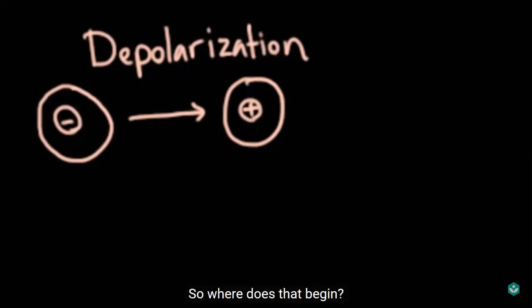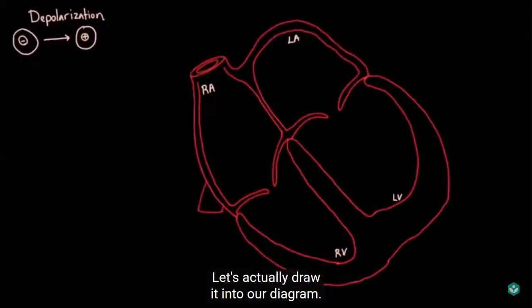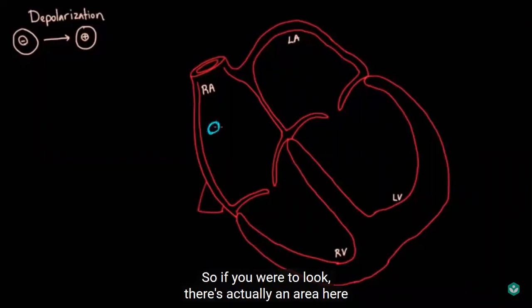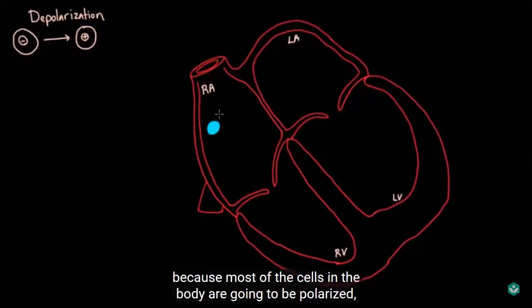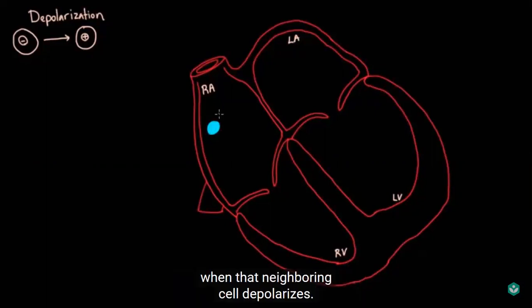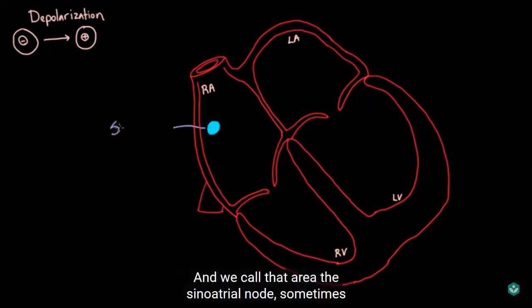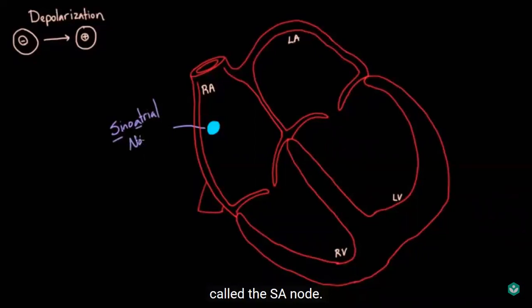So where does that begin? Let's actually draw it into our diagram. So if you were to look, there's actually an area here where little cells can depolarize by themselves. And that's actually quite unique because most of the cells in the body are going to depolarize when that neighboring cell depolarizes. So these are really unique cells because they're depolarizing all by themselves. And we call that area the sinoatrial node. Sinoatrial node, sometimes called the SA node.